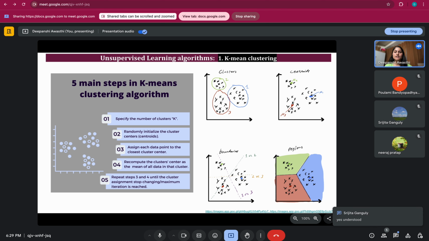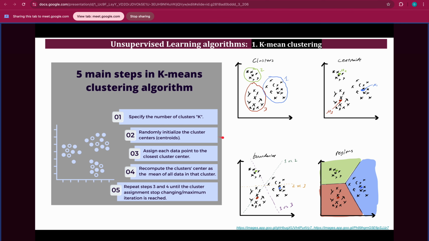Okay, so now let's see what k-means clustering is. In k-means clustering you will try to cluster your data set, but you have to mention what the size of the clusters should be, how many clusters you want to make. There are 5 main steps in k-means clustering. Firstly, you have to decide or specify the number of clusters, which is known as k.